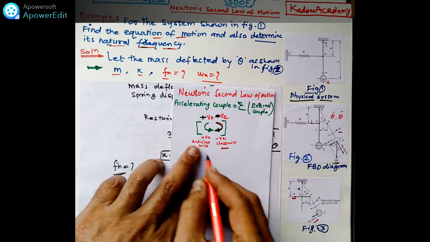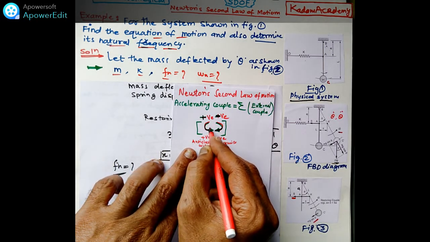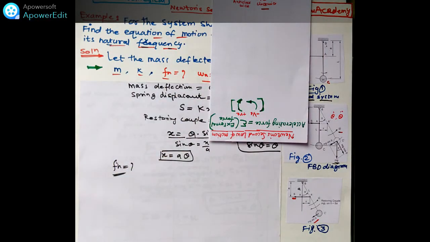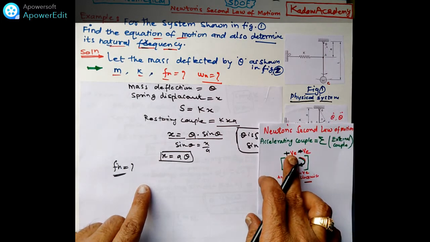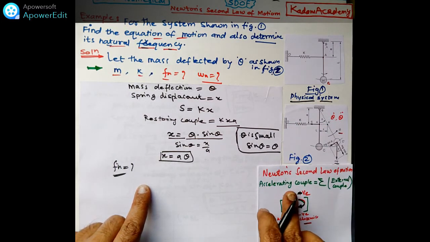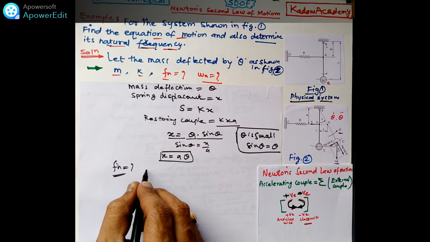It is considered as negative. When moving anti-clockwise, it is considered positive. So I will write here the equation for this accelerating couple. Okay, this accelerating couple is how much?